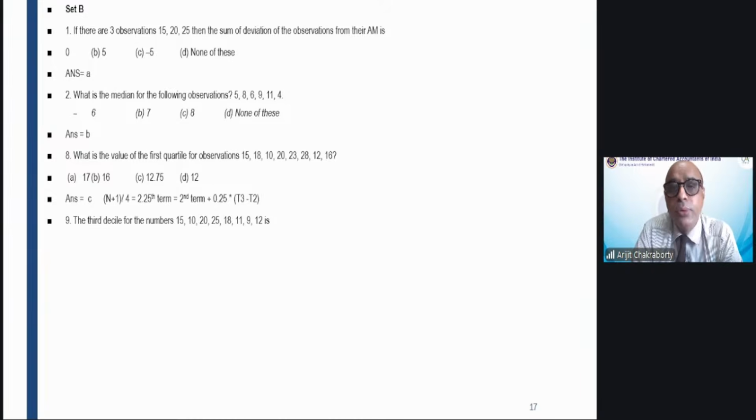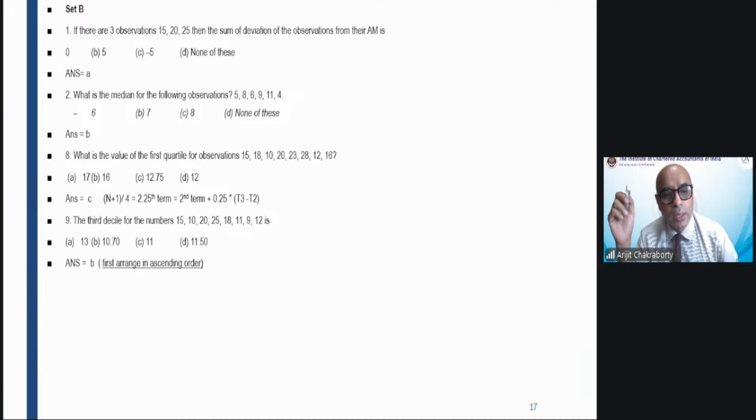The ninth question: you need to find the third decile for these numbers. Again, when it comes to decile, it is the third decile, so 3/10 into (n+1). Decile means divide by 10, and percentile means it is the 100th part. So once we arrange these numbers, 8 numbers are given, in ascending order, n equals 8.